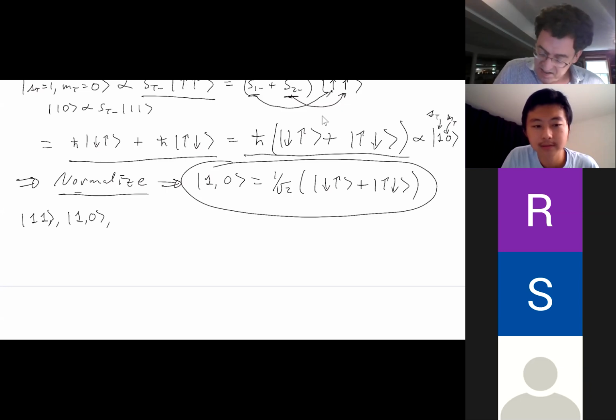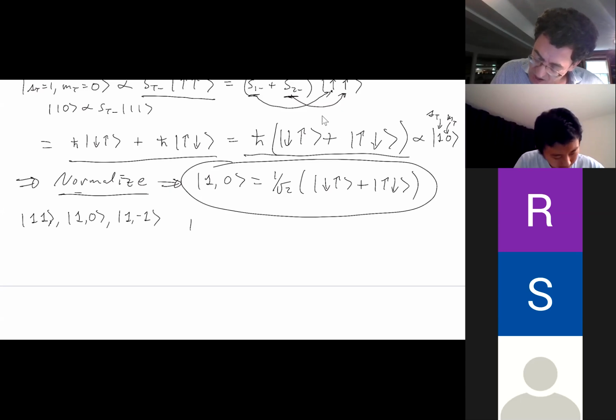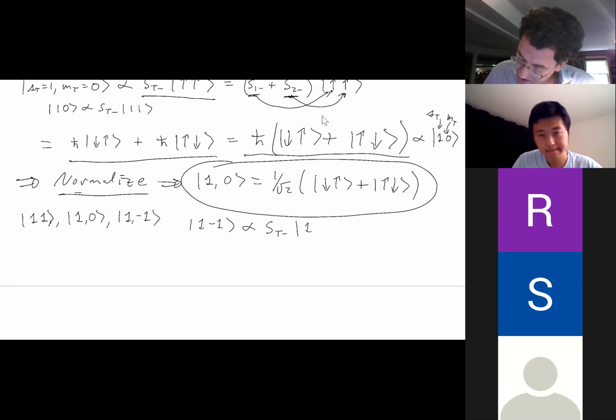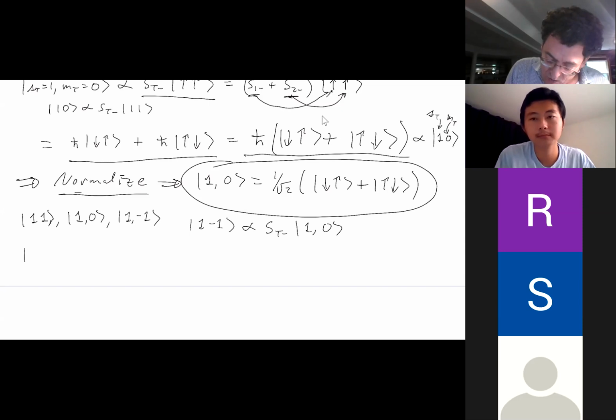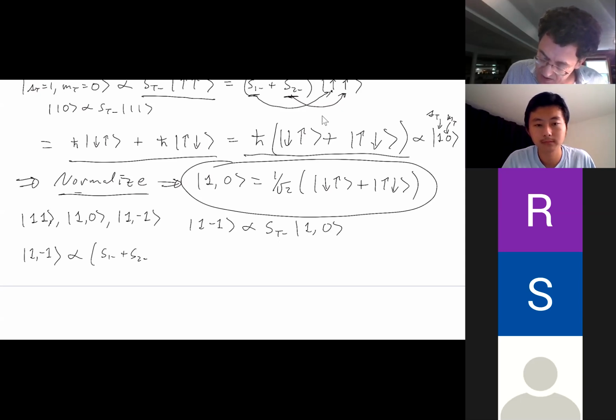1 minus 1. Exactly. The next one is 1 minus 1. Because we know then that 1 minus 1 is proportional to S total minus acting on 1, 0. And so then that's what we've got to do. So then we see that 1 minus 1 is proportional to S1 minus plus S2 minus acting on this guy, 1 over square root of 2 times down, up, plus up, down.